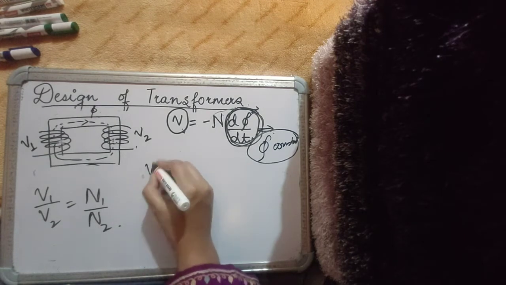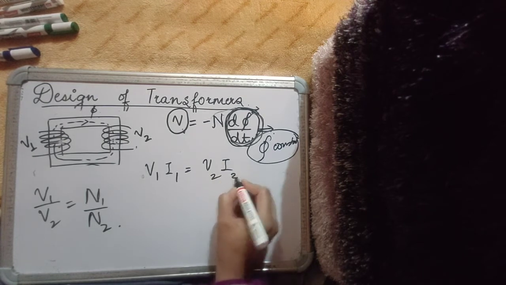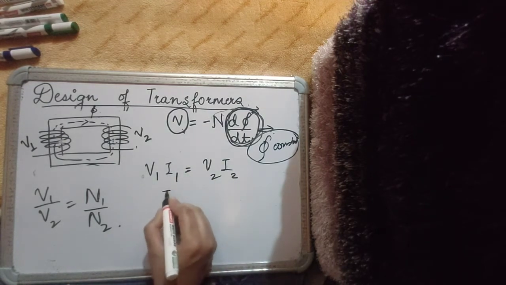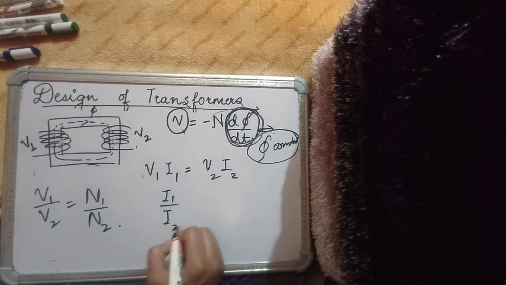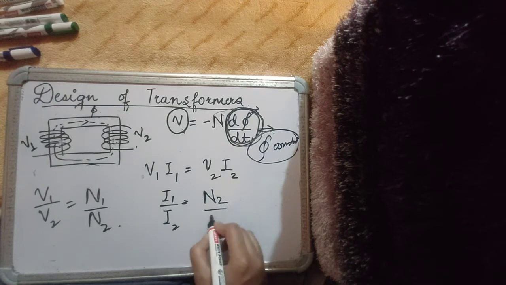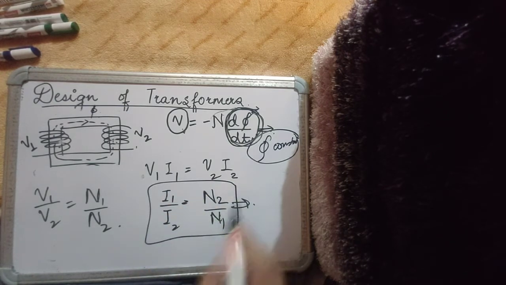So we also know that the input power is equal to the output power, or the power associated with the primary is equal to the power associated with the secondary. Therefore, I1 upon I2 is equal to V2 upon V1, which is simply equal to N2 upon N1. This also talks about the conservation of MMF: N1 into I1 is equal to N2 into I2.